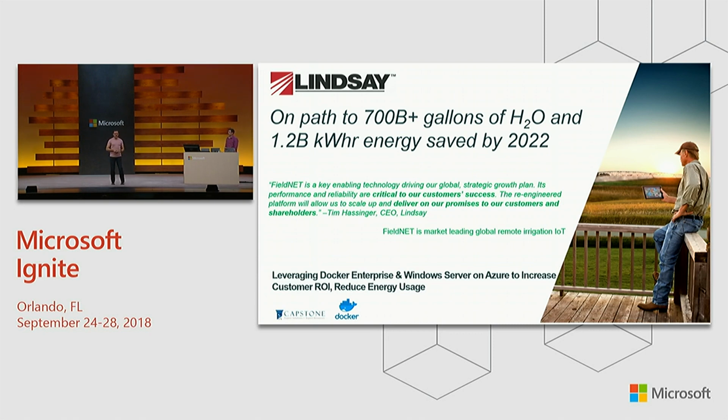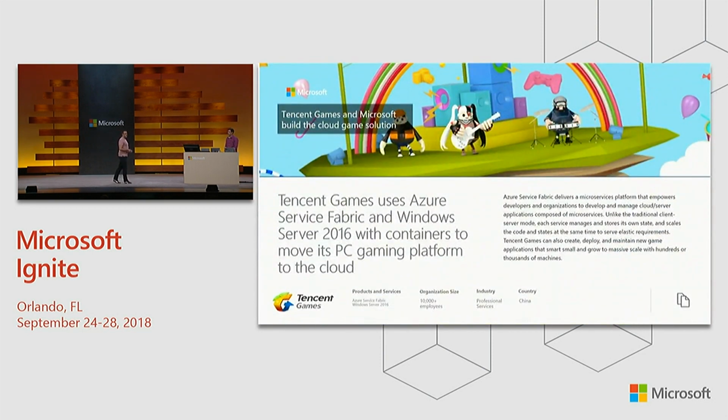Not only are they saving money, but they also are on a path to save 700 billion gallons of water and 1.2 kilowatt hours of energy by 2022, right? So we love these because it's a win for everyone. It's a win for the company that's saving money. It's a win for the farmer who gets a better way to manage their crop, increase production, save money. And it's a win for the environment.